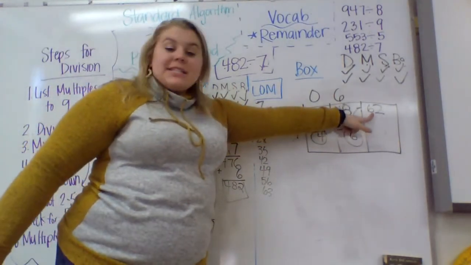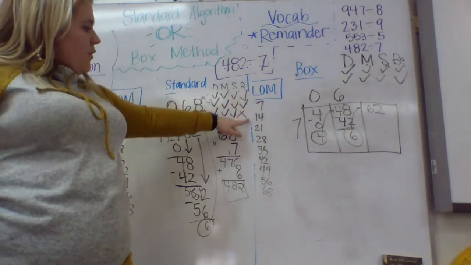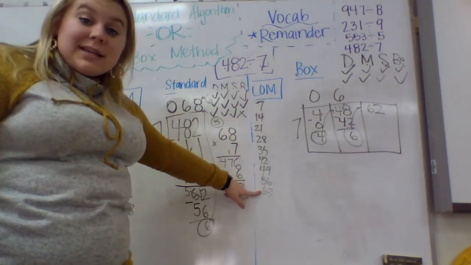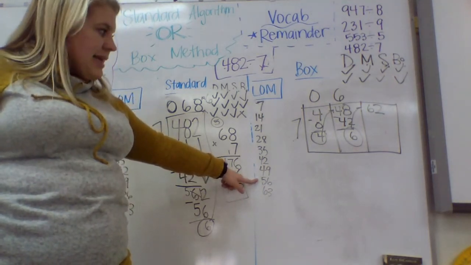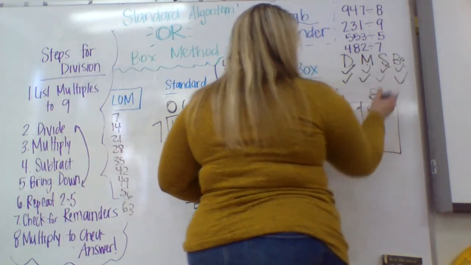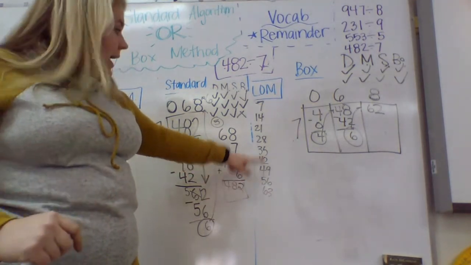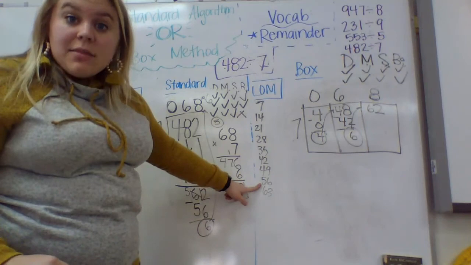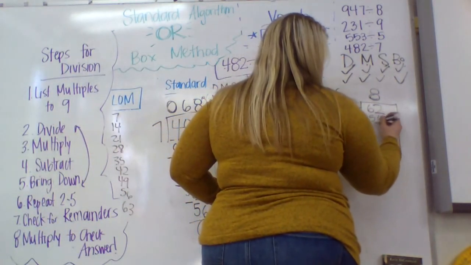Now I'm looking how many times can 7 go into 62 without going over. 7, 14, 21, 28, 35, 42, 49, 56, 63. That's too much. I have to go back to 56. I know 7 times 8 is 56. And even if I didn't remember 7 times 8 in my head, I've got my list of multiples here so I can count. 1, 2, 3, 4, 5, 6, 7. That's the 8th multiple. 7 times 8 is 56.